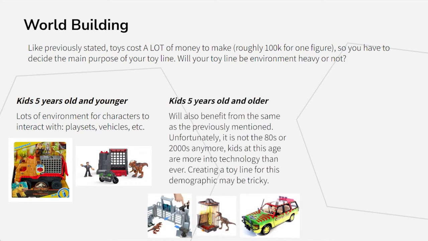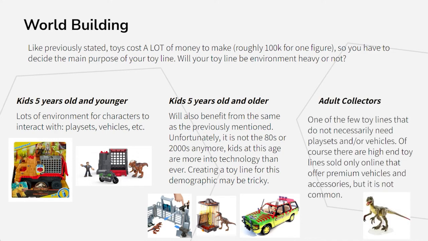All right, kids 5 years old and older. They'll benefit from the same idea of having an environment. So you can do play sets, you can do vehicles. They'll also want that probably with a little more detail and not as simplified. But I did mention here that unfortunately kids at this age kind of grow out of toys now, which kind of sucks. Very unfortunate. So creating a toy line for this age group might be a little more difficult than it was 10 years ago.